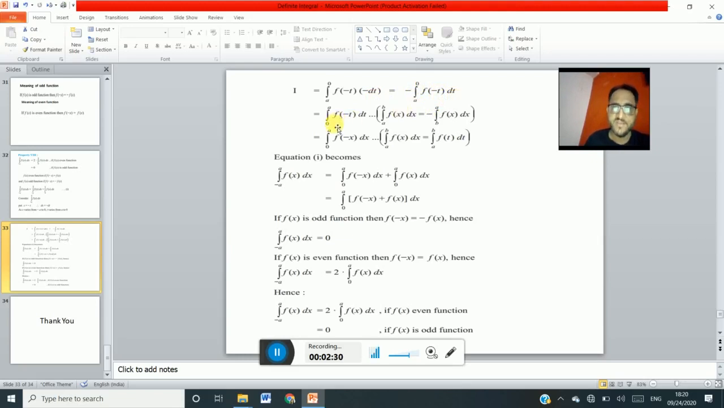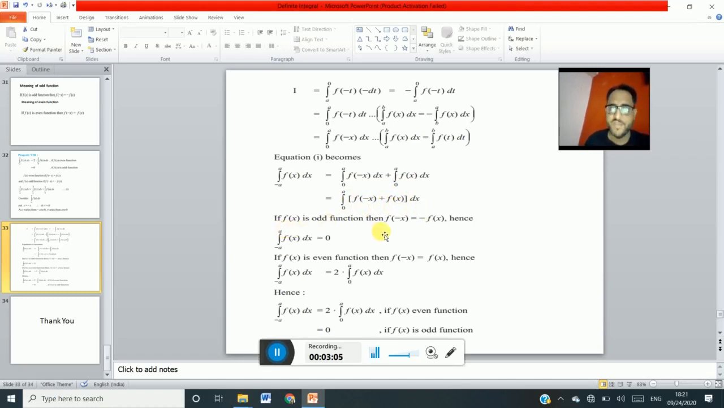Okay, then by using the property that the negative sign merges if we interchange the limits, it becomes the integral from 0 to a of f of minus t dt, and again by using the property of changing the variable, it is the integral from 0 to a of f of minus x dx, right? Now equation 1 becomes the integral from 0 to a of f of minus x dx plus the integral from 0 to a of f of x dx. Okay, the integration limits are the same, so we can merge the integrals: the integral from 0 to a of f of minus x plus f of x dx, right?